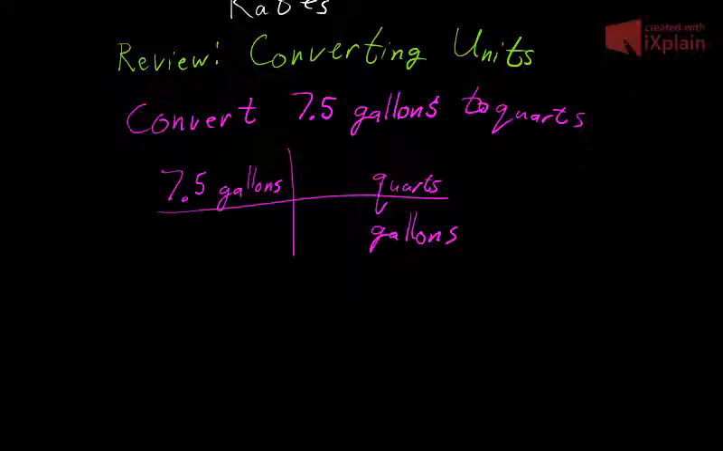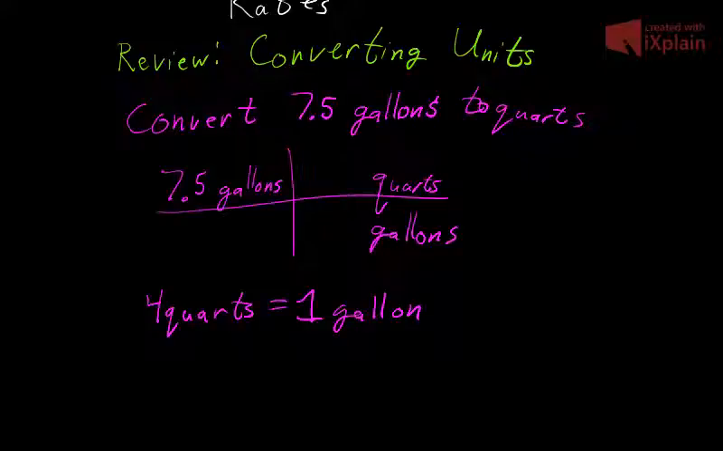So what we're going to do now is we're going to need our multiplier. And our multiplier is just our relationship between quarts and gallons. And we know that 4 quarts is equal to 1 gallon. So in front of quarts, we're going to write 4. In front of gallons, we're going to write 1.